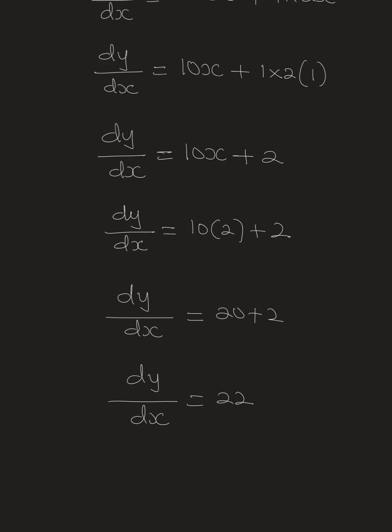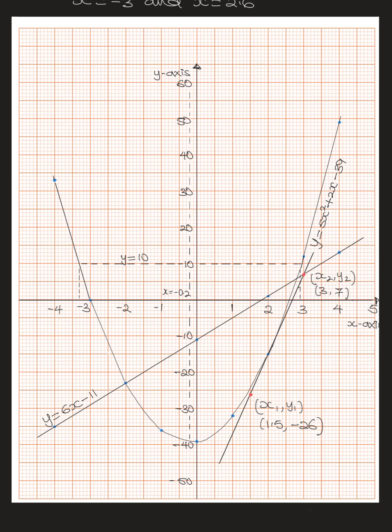And for the graph, again, I want to emphasize that some examiners always would like the students to write the title of the graph, okay? So we can say the graph of y is equal to 5x squared plus 2x minus 39 and y is equal to 6x minus 11.